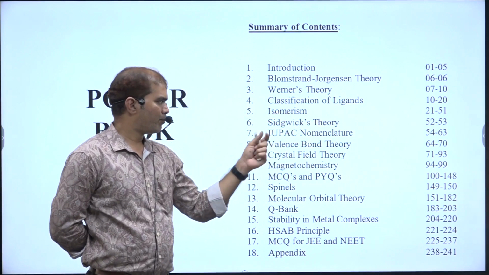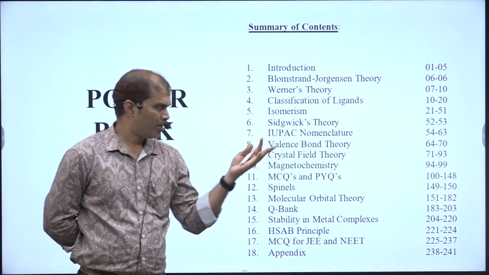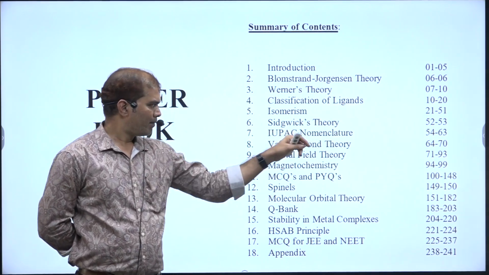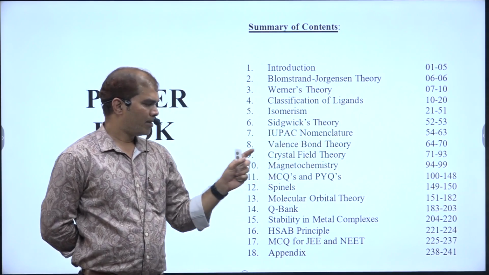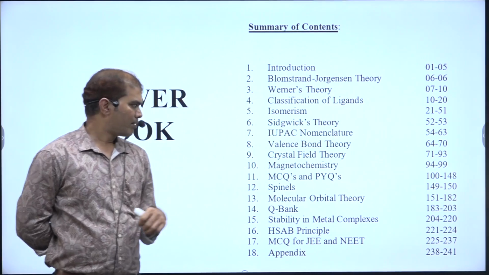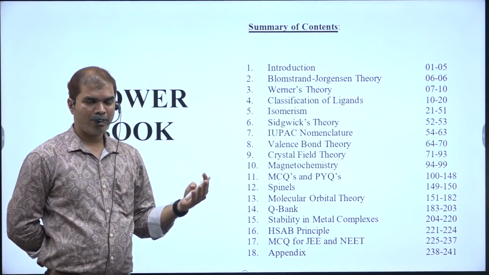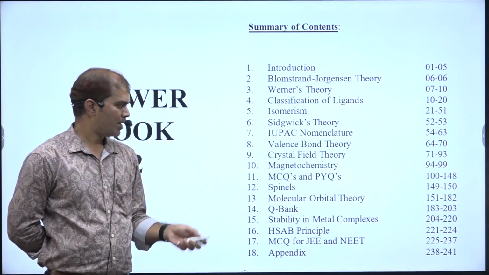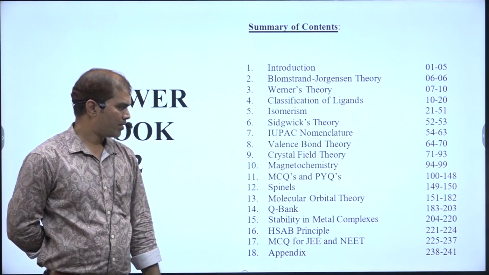which is very important, and for IUPAC nomenclature I have taken maybe 70 to 80 examples, or maybe it will be near about 100 examples. Valence bond theory, I have explained the theory and examples have been given. Crystal field theory is discussed in detail about the magnetic properties or the crystal field splitting of various geometries. Nearly 15 geometries have been discussed here. Magnetochemistry, along with the MCQs and previous year questions.